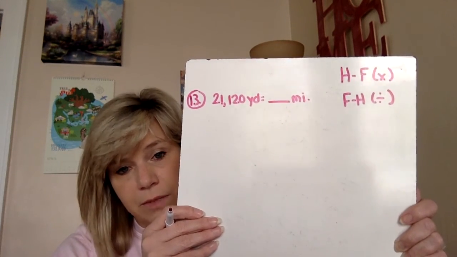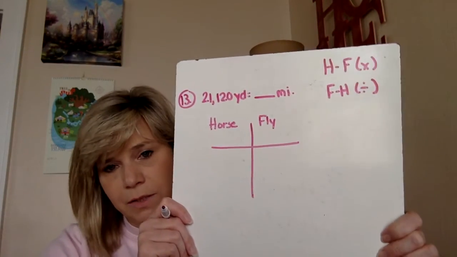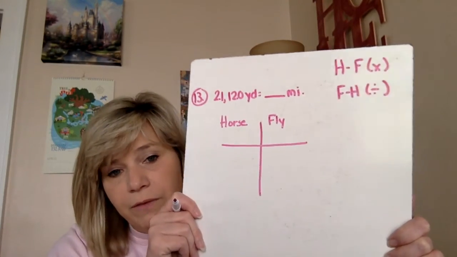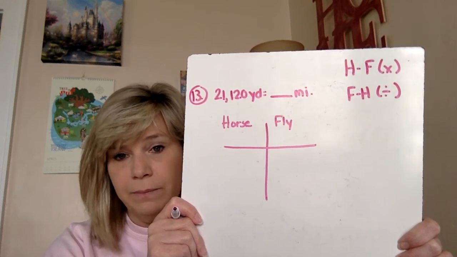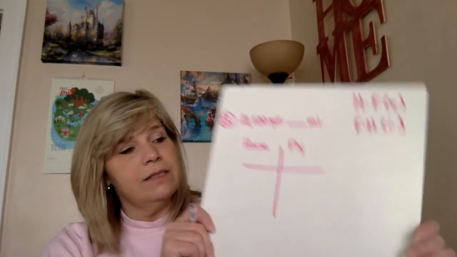Once you write your problem, next step, T-chart. With your T-chart, remember measurements, we're going to use horse, he's our bigger one, and fly. We leave some space below it, we're going to decide who's bigger. So you got that part, and again, if I'm going fast, just pause this so you can write down and catch up.